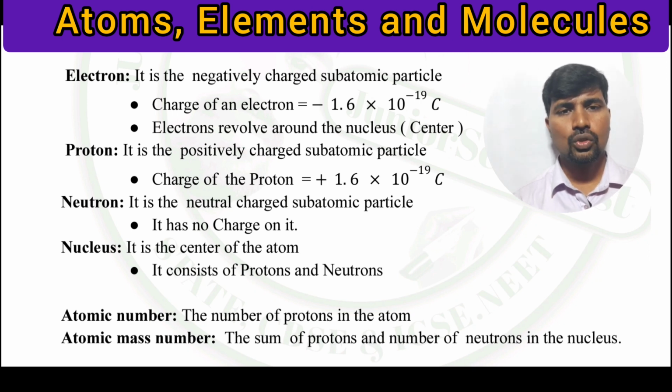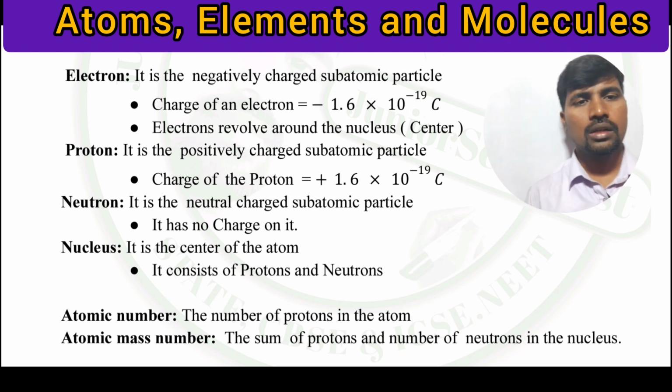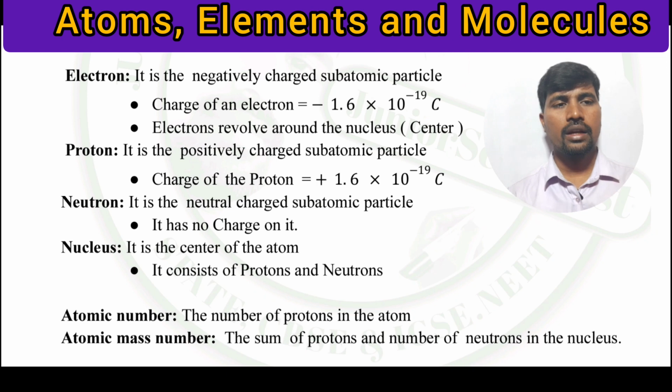Charge: SI unit is coulomb. Proton and electron have the same magnitude of charge, but the proton has positive charge and the electron has negative charge. Charge of electron is minus 1.6 into 10 to the power of minus 19 coulomb. Charge of proton is plus 1.6 into 10 to the power of minus 19 coulomb.